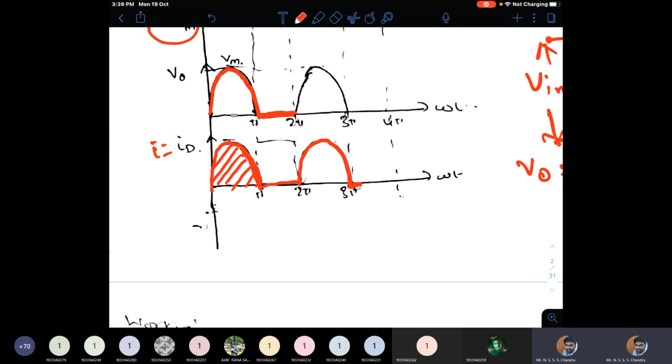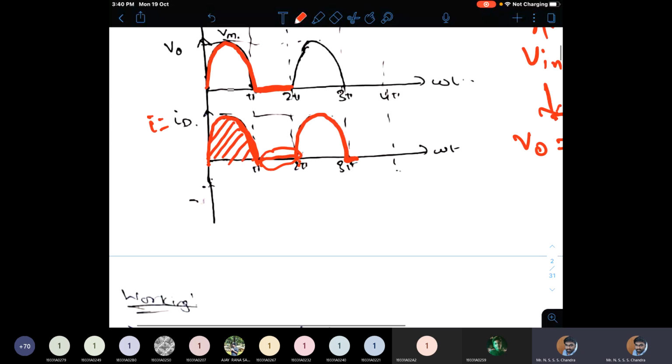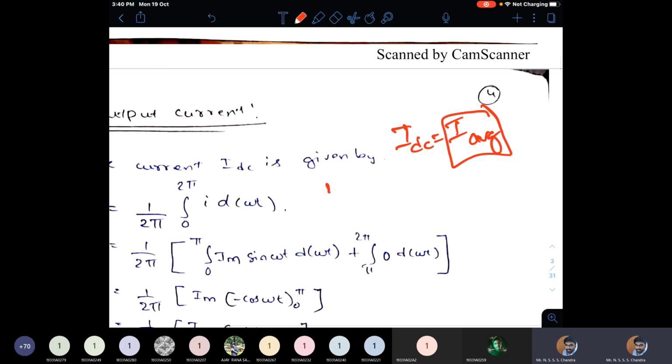You have two portions of this curve: from 0 to pi it is the sinusoidal portion, and from pi to 2 pi it is equal to 0. Because it is equal to 0, you may omit that integration. So finally, how do you find the average value? The average value is the integral from T1 to T2 of I dt, divided by the total time, T2 minus T1.